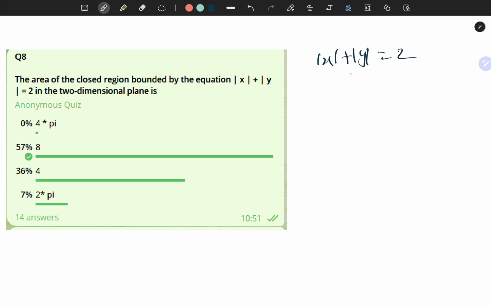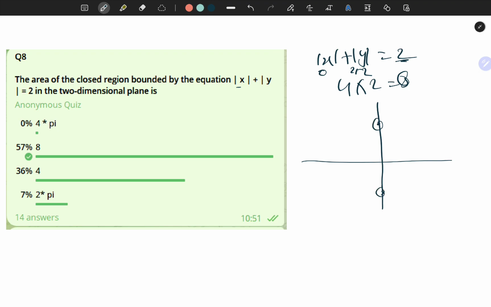Now next question, the area of the closed region bounded by mod x plus mod y equals 2. Although you can directly do this with the formula, which is 4 into n squared, 4 into 2, equal to 8, that's the answer, but still we'll plot the graph, okay? So if x is 0, y can be 2 or minus 2.